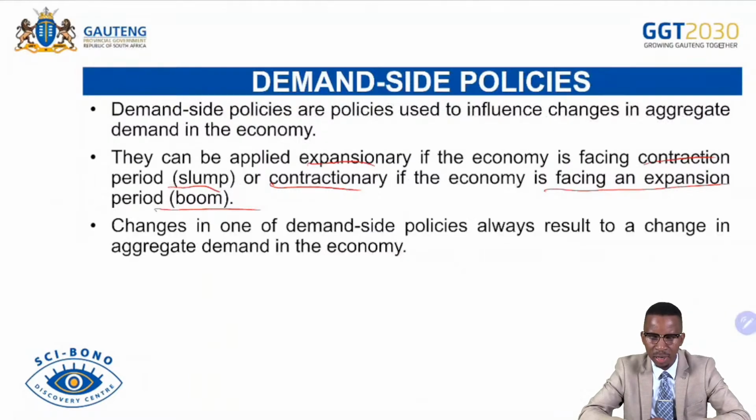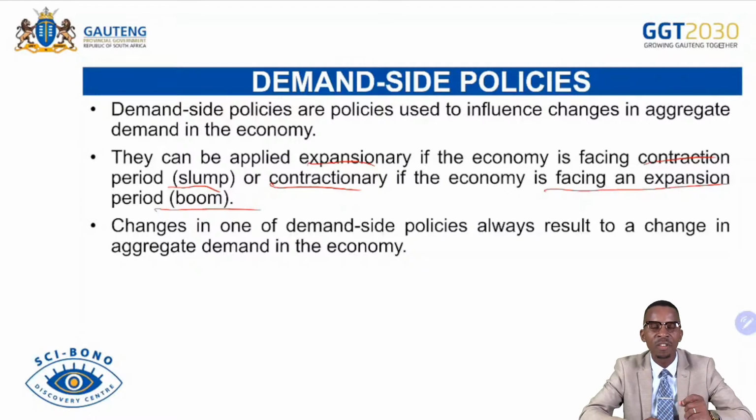Changes in one of the demand side policies always result in change in aggregate demand in the economy. So if ever the government intervened by influencing expansionary fiscal policy, that will lead to the change in aggregate demand, because as the government reduces tax, there will be more money in the pocket of the consumers, which will lead to them having more disposable income. And remember that consumers are always tempted to spend if there is more income, so there will be an increase in aggregate demand. Or maybe the government intervened by increasing government spending if we are facing a contraction period. That will lead to more money available in the economy, more disposable income.